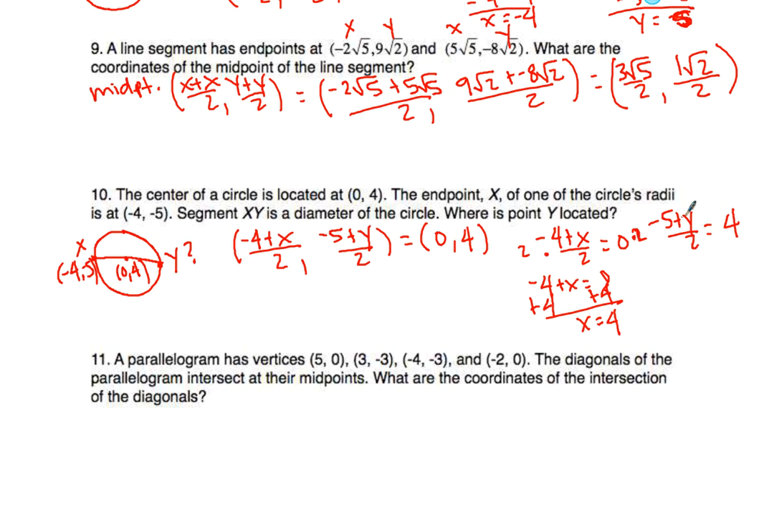Over here, you're going to get y by itself, so multiply both sides by 2. Whenever you do that, those cancel. You're going to get -5 plus y equals 4 times 2, and 4 times 2 is 8. Add 5 to both sides so that you can get y by itself, and you get that y is equal to 13. So your point Y is located at (4, 13).